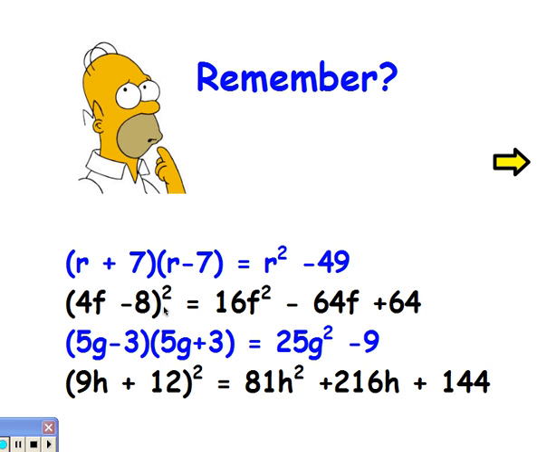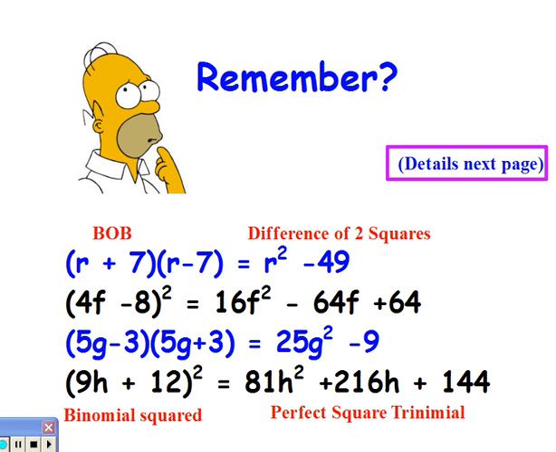Okay? And our answers were very interesting. When we had a problem like this, some people call it a plus b times a minus b. I just call it Bob. If you did it by multiplication or by FOIL, you would always get this number squared minus this number squared. When we squared a binomial, we would always get a perfect square trinomial.